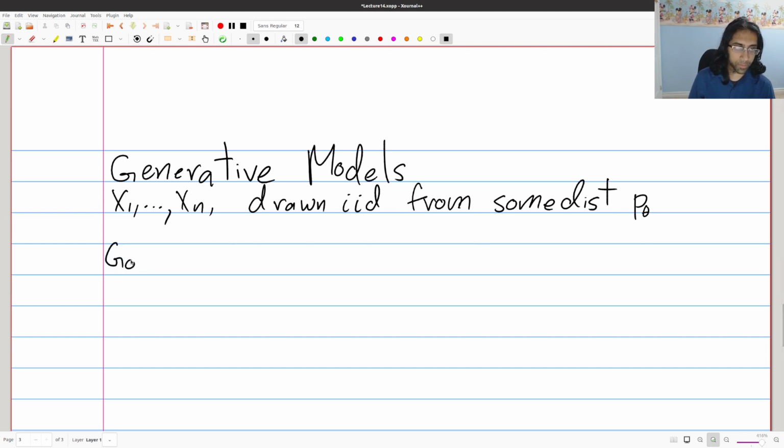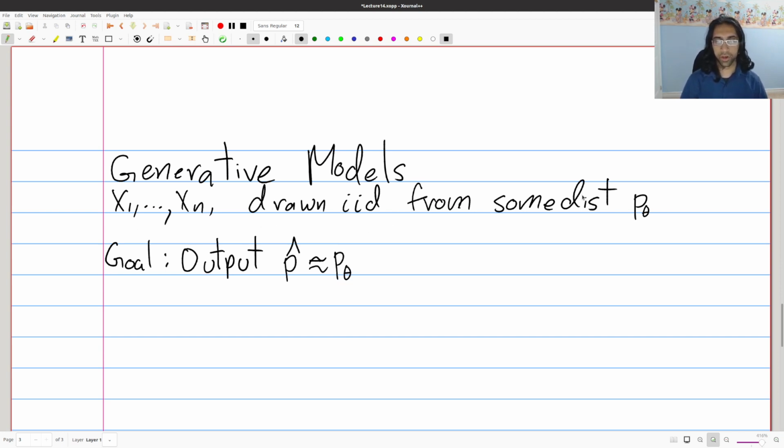And then the goal is to output, say, p hat, which tries to approximate p theta. So the idea is, given this data from it, we're going to try to approximate the distribution. Now, this isn't necessarily always the problem. For example, sometimes we might not be trying to output the distribution itself, but just to output more samples from the distribution. That might be a goal as well. But at least for today, we're going to focus on trying to learn the distribution itself.